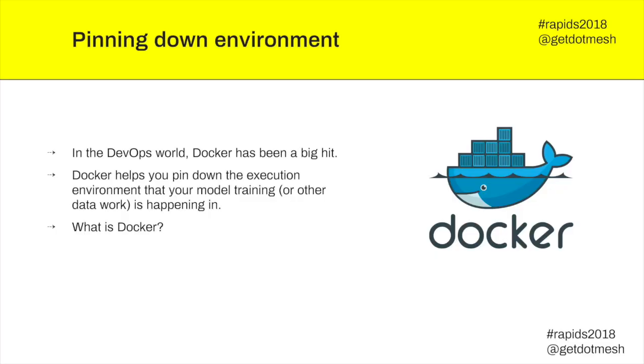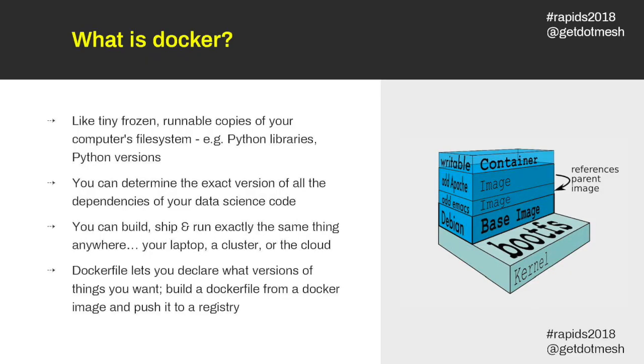So in the DevOps world where I come from, Docker has been a really big hit amongst software developers. And Docker is a tool for helping you pin down the execution environment that model training or any work that you're doing is happening in. The way that it works is that a Docker container is kind of like a tiny frozen runnable copy of your computer's file system. So if you imagine that normally on your computer you have Python installed, maybe with Anaconda, and you have certain Python libraries installed. Imagine the part of your computer where Python and all those Python libraries are. Now imagine taking that and freezing it and saying this is that version and naming it, and then you can always run against that exact version. And so Docker gives you the tool to do this.